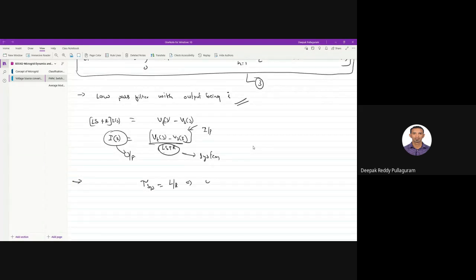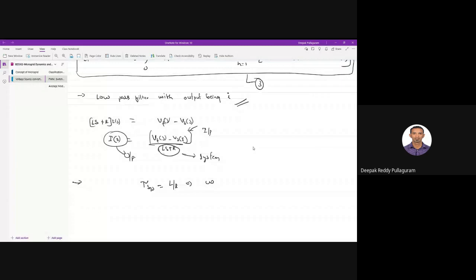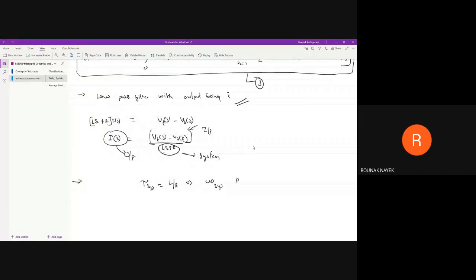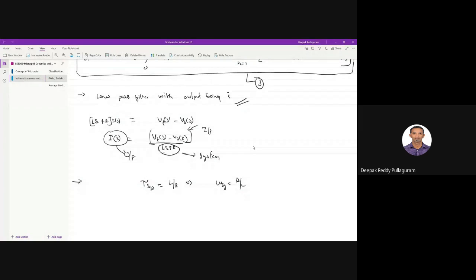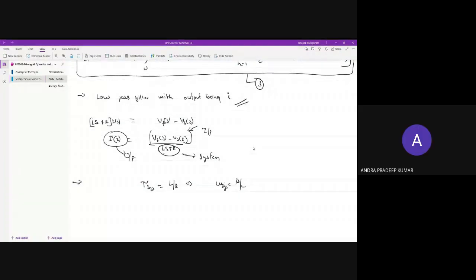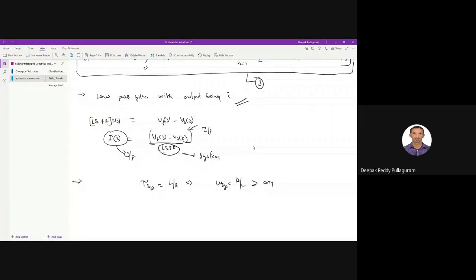That implies the cutoff frequency omega is R by L. No, it's not R by 2 pi L, it's R by L. Just to remember.